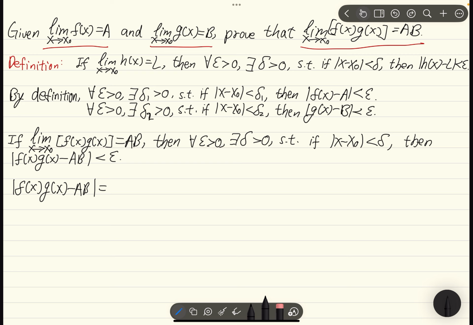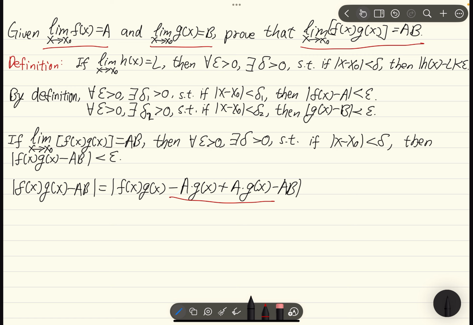Well, we can try to factorize this by adding and subtracting the same term here, i.e., this expression is equal to f(x) times g(x) minus, say we want to have this in part of our factorization, we want to factorize g(x), right? We have a times g(x) plus a times g(x) minus ab. So we have this, right?